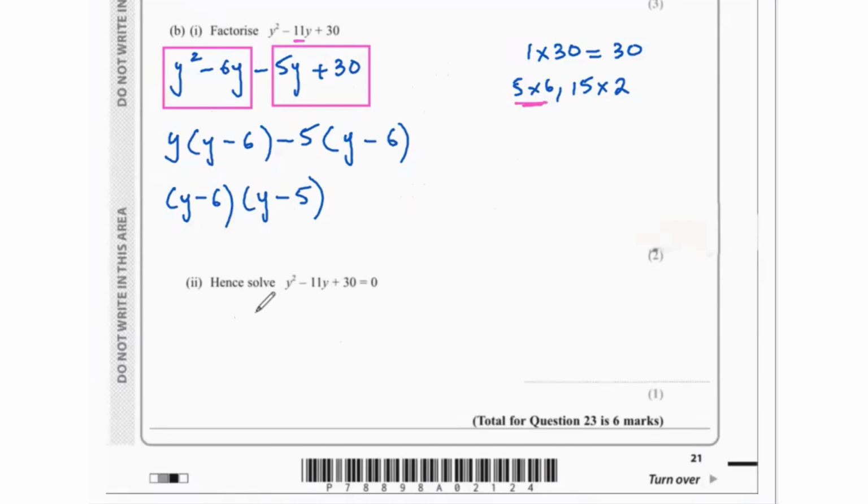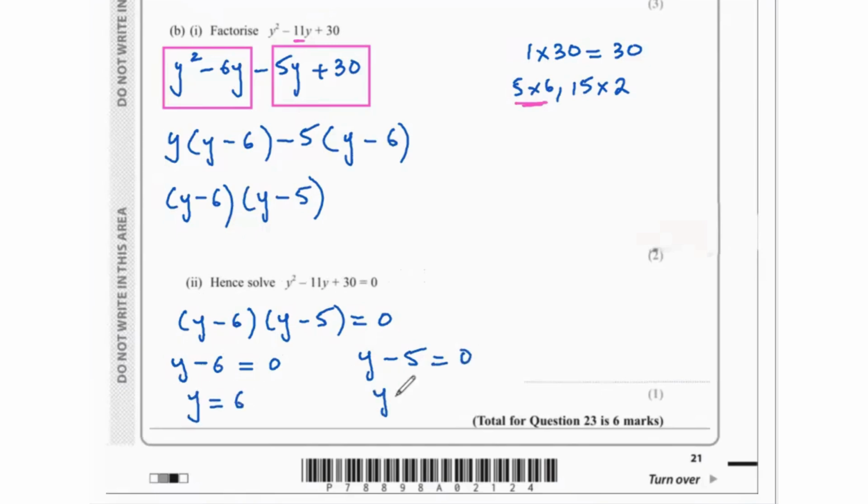In the next step, it says, hence solve y squared minus 11y plus 30 equals 0. Now they're asking us to solve it, which means we need to find the value of y. If this expression equals 0, that means y minus 6 times y minus 5 also equals 0. So we split the brackets, put both of them equal to 0, and that gives y as 6 and y as 5. These are the two values of y. Remember, when it's factorization, you leave it in the form of brackets. When it's solving, you find the value of the variable given in the equation.